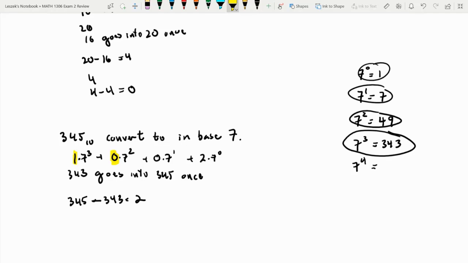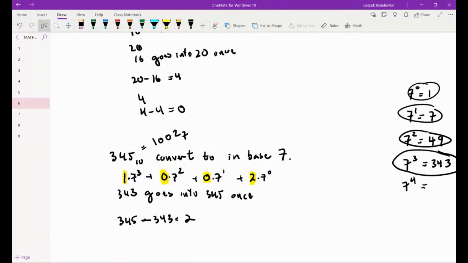Anyway, so in base 7, our number would be 1002 in base 7. Is there any particular base you want to see?